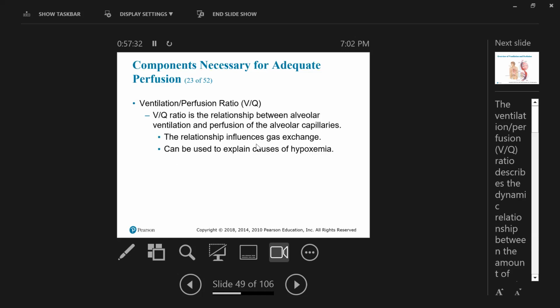Ventilation perfusion ratio. This is what we have to worry about: how much oxygen we're giving, and how much oxygen is going in and how much carbon dioxide is going to exchange. The ventilation perfusion ratio, also known as VQ, is the relationship between alveolar ventilation and perfusion of the alveolar capillaries. The relationship influences gas exchange and can be used to explain causes of hypoxia.